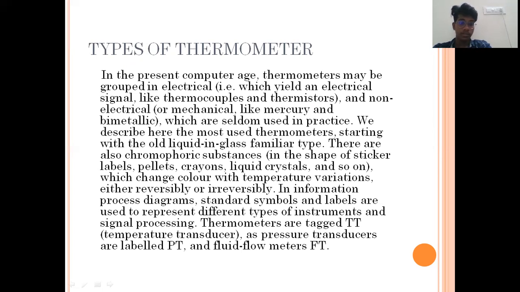In information process diagrams, standard symbols and labels are used to represent different types of instruments and signal processing. Thermometers are tagged as temperature transducers, as pressure transducers are labeled PT and fluid flow meters FT.